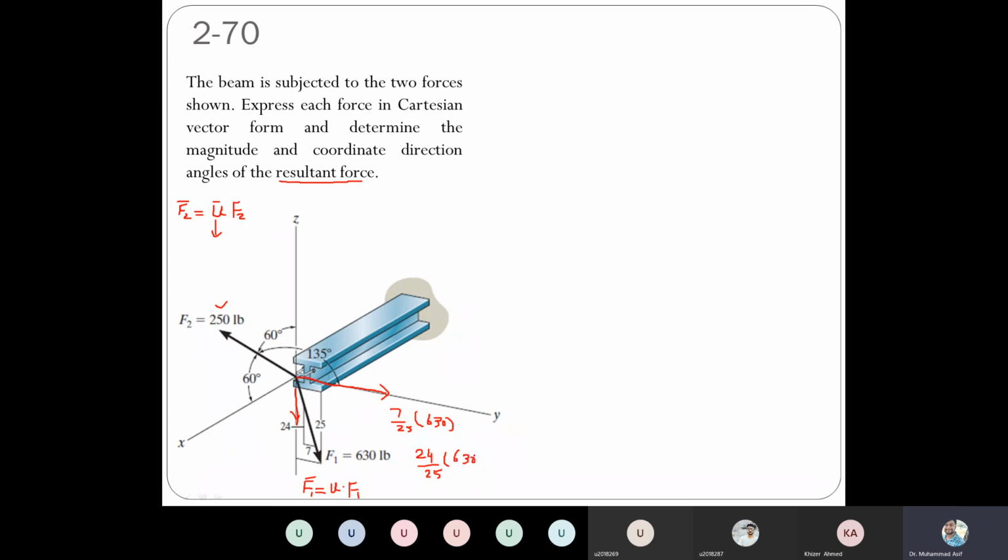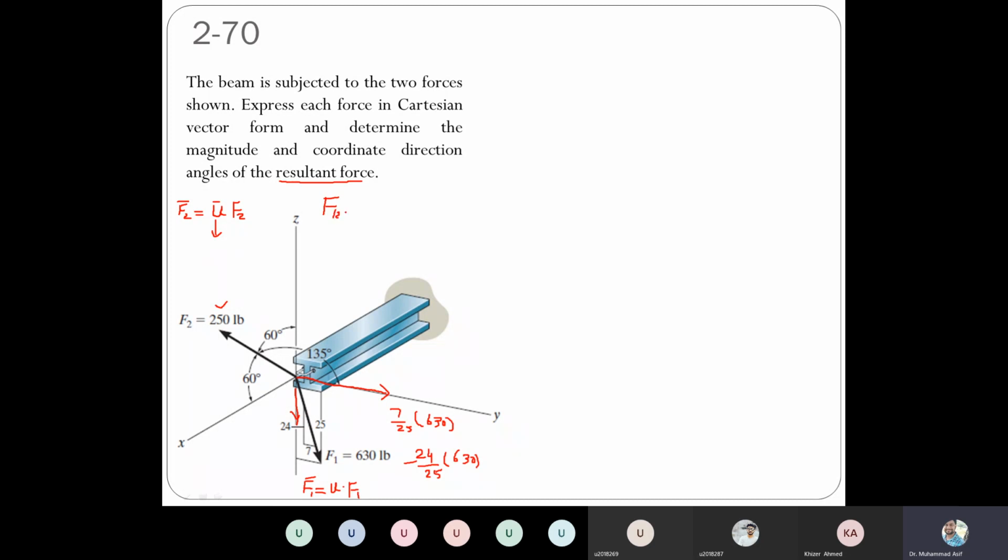But this component will be negative. So now this is a unit vector for this force. You multiply that unit vector with that force, then you will get this force as well. And then the third one is how to get the resultant force.